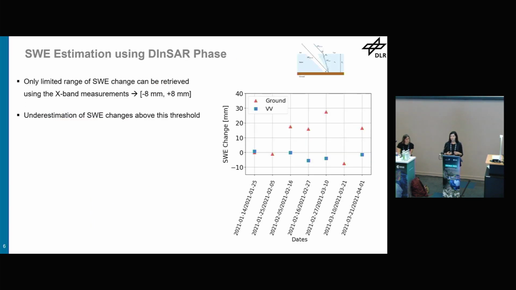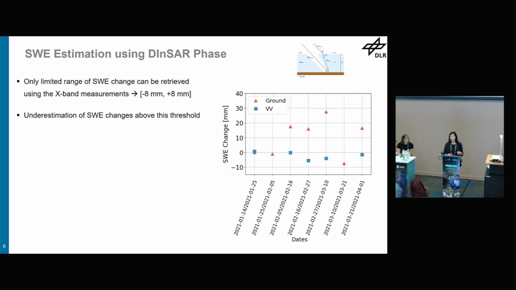So over a test site in Svalbard, using TanDEM-X data, the range where the SWE change can be retrieved was very small. It was between minus and plus 8 millimeters, and you would have underestimations of the SWE changes above this threshold. And here you can see an example for part of the time series. You can see on the y-axis the SWE change, and on the x-axis the dates, with always 11 days temporal baselines because we use TanDEM-X data.